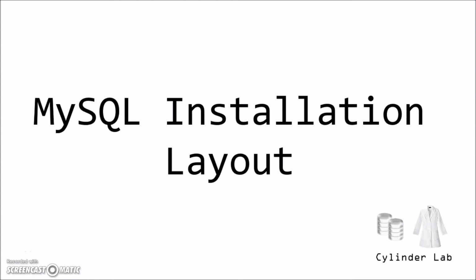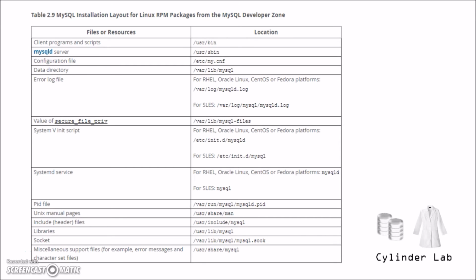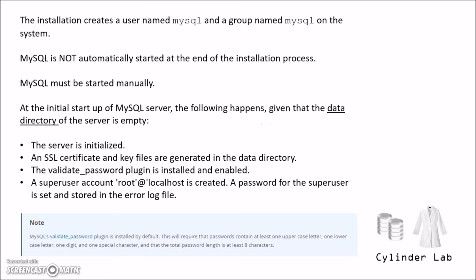Now that MySQL is installed, we should get familiar with where the files were installed. For example, MySQL is installed here, the server is installed here, configuration file, the data directory, the error log, etc. It's a good table to get familiar with. Also good to know, the installation creates a user called mysql and a group called mysql on the system. After the installation, MySQL is not automatically started. It needs to be started manually.